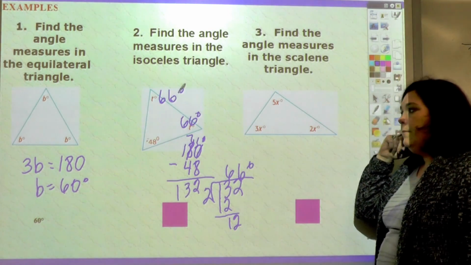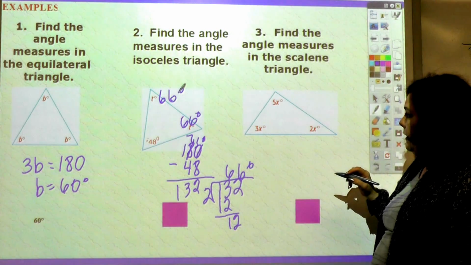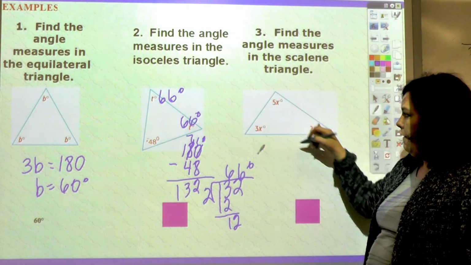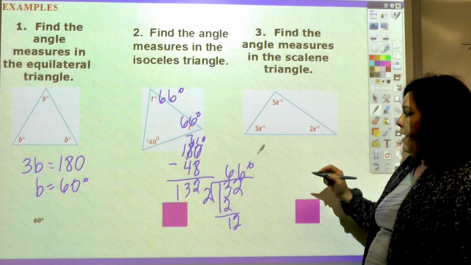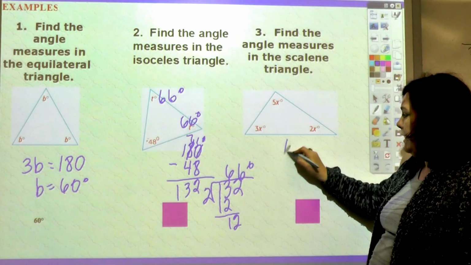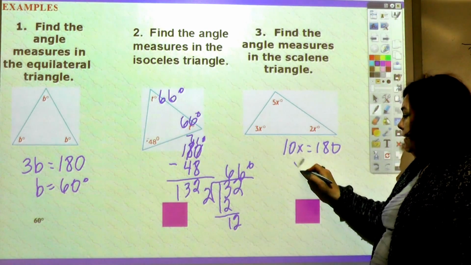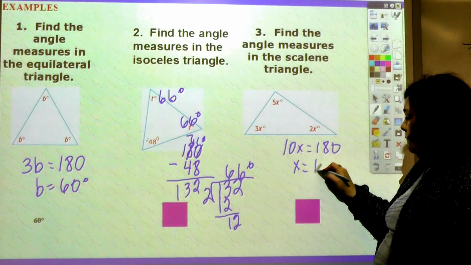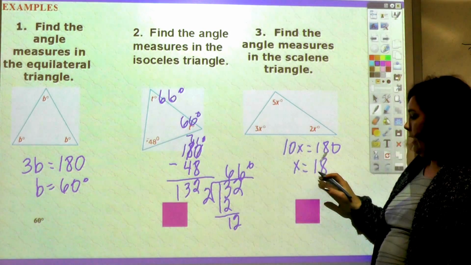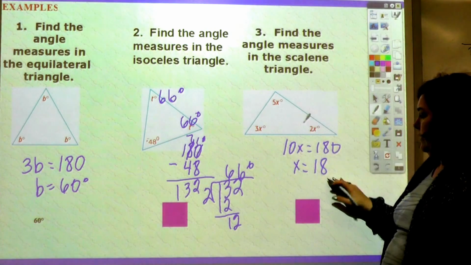And then this one, it says find the angle measure for the scalene triangle. So it's saying that these are a function of x, and so we're going to find out what x is. And so 3 plus 5 plus 2 is 10x equals 180, because these always add up to 180. So x equals 180 divided by 10, which is 18. And then this one would be 3 times 18. And this would be 5 times 18 and 2 times 18.